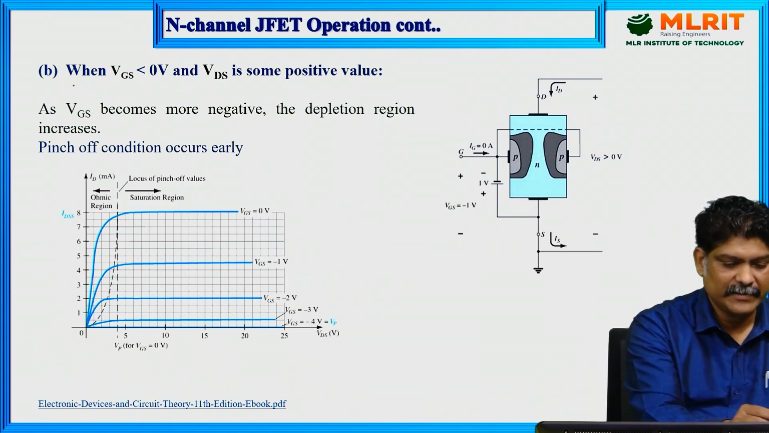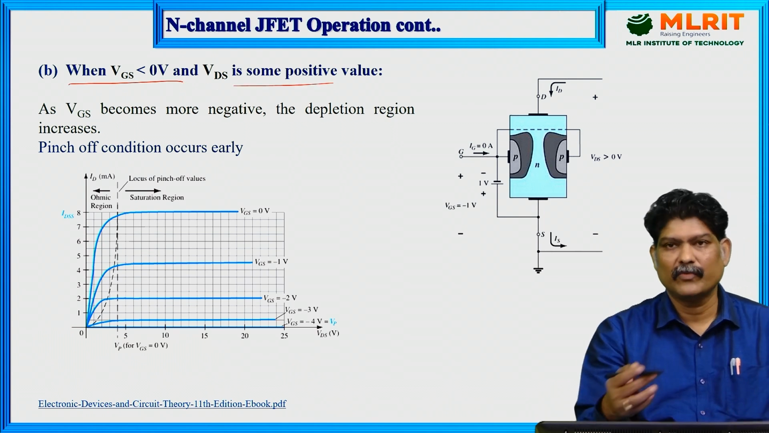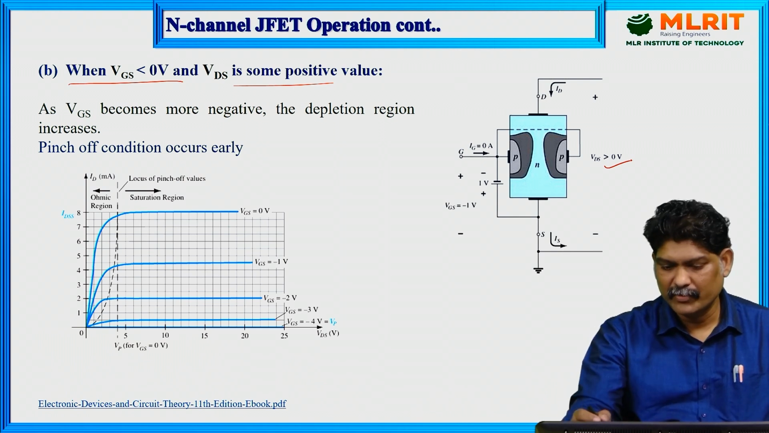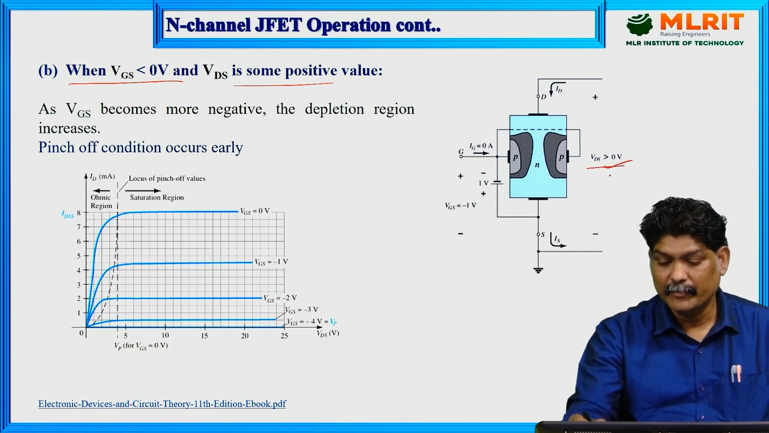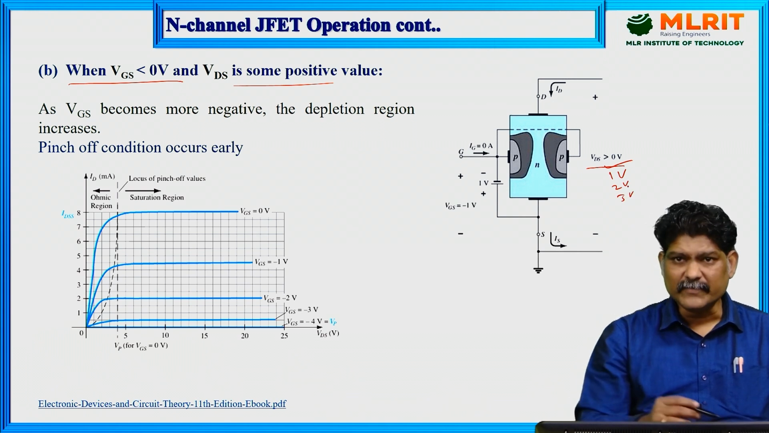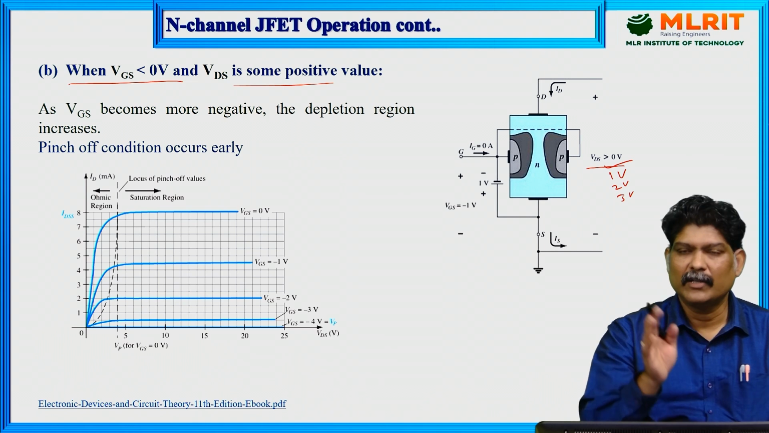Second case, when VGS is equal to 0 volts, VDS is again some positive value here. We should not write it like this, because it may be 1 volt, 2 volts or 3 volts of VDS. For different values, as we keep on increasing, the drain current also increases.